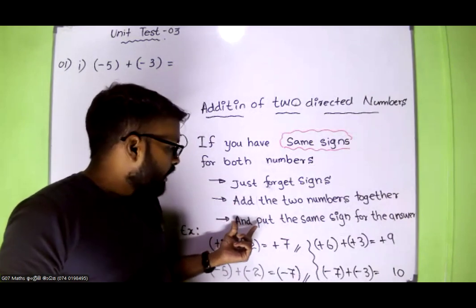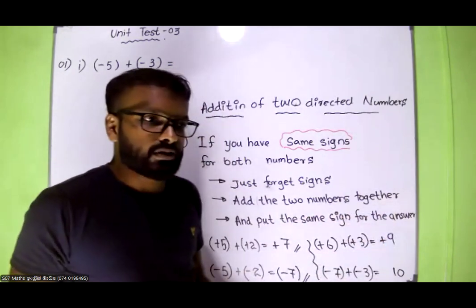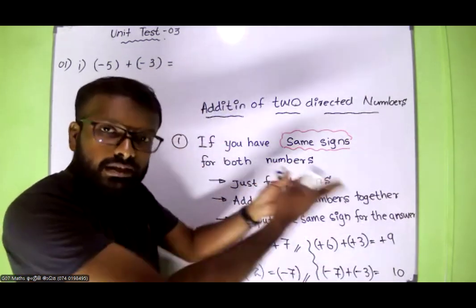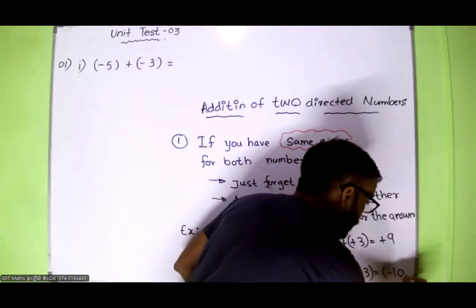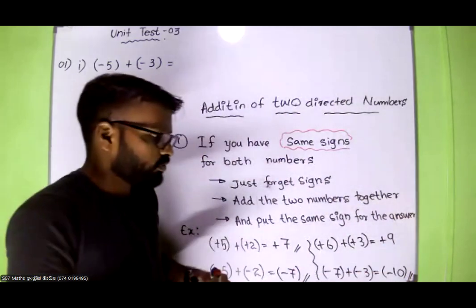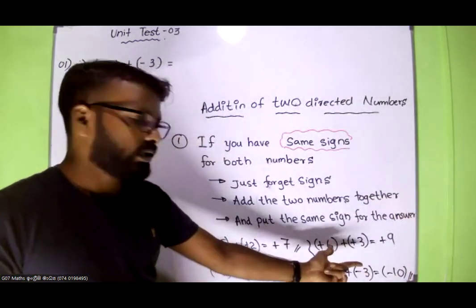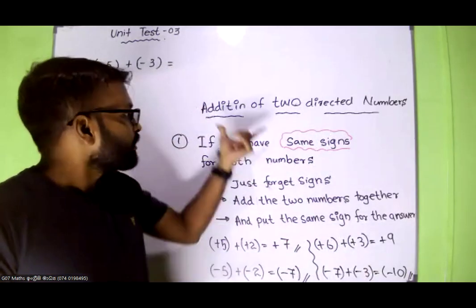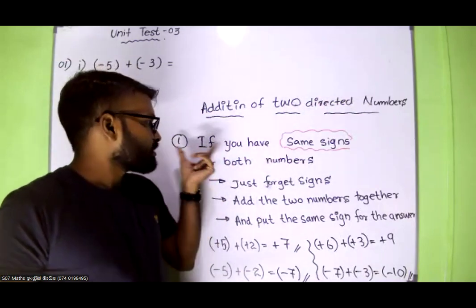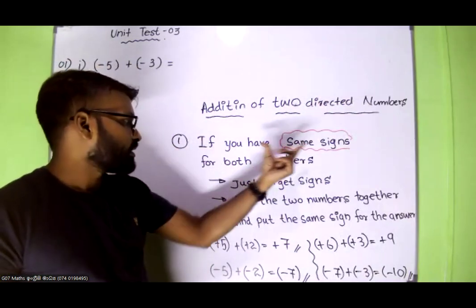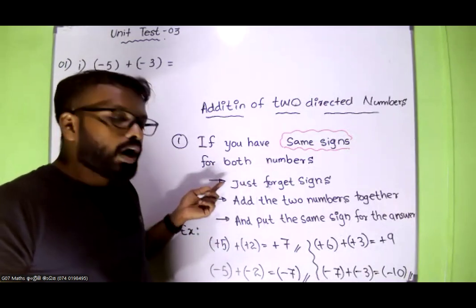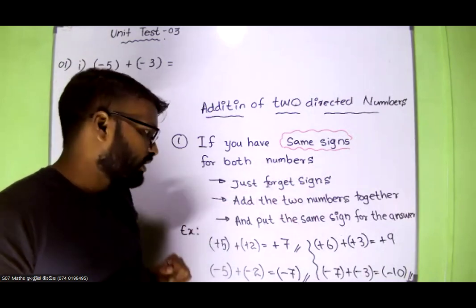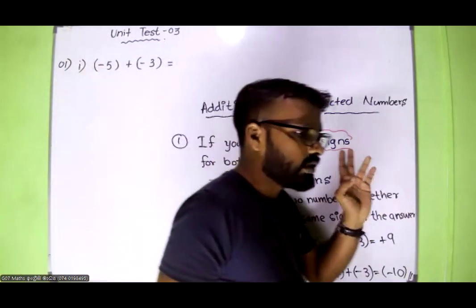Then put the same sign for the answer. What is the sign? Both numbers are negative, so your answer should be the same sign, negative. The answer should also be negative, negative 10. So this is the way that you are going to do. Please write down this: addition of two directed numbers. First one: if you have same signs for both numbers, you have to follow these steps. Just forget the signs, add the two numbers together, and put the same sign for the answer.